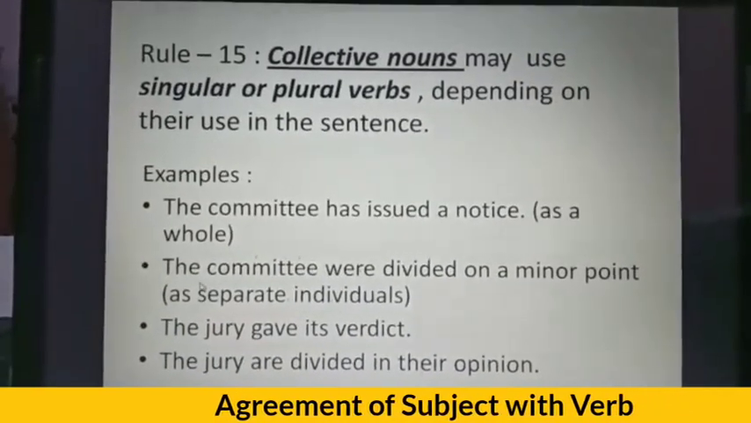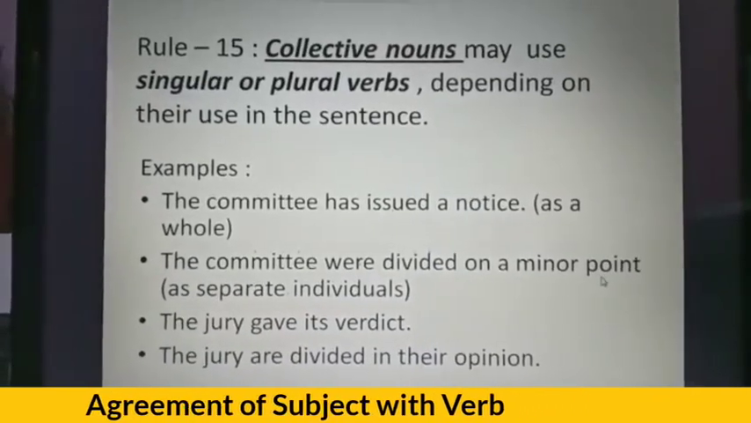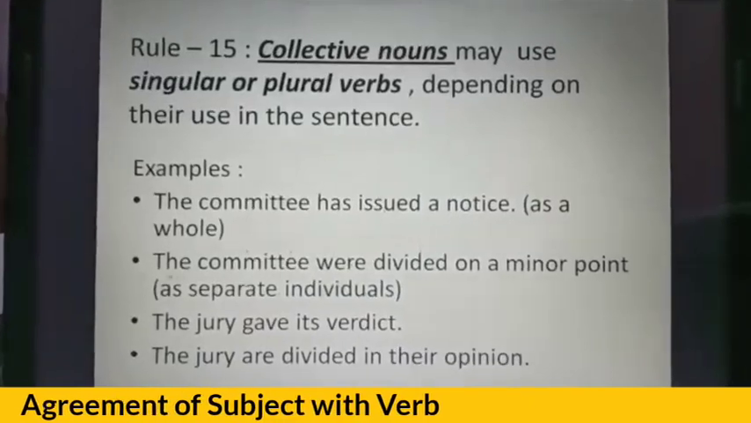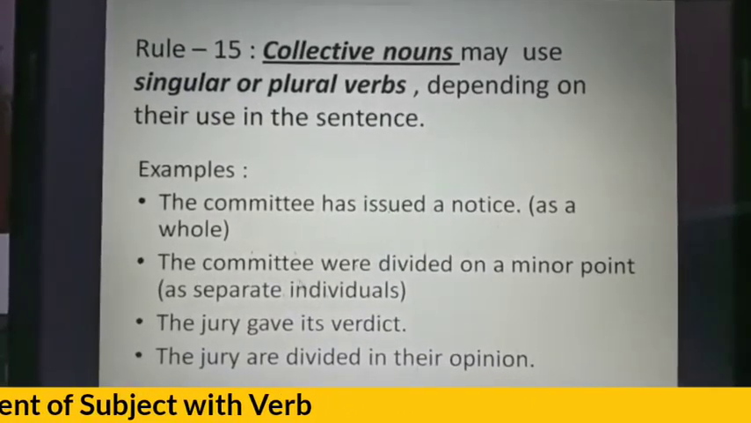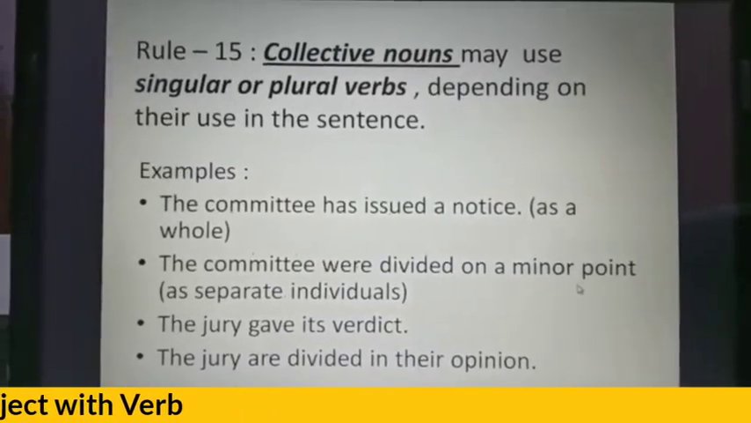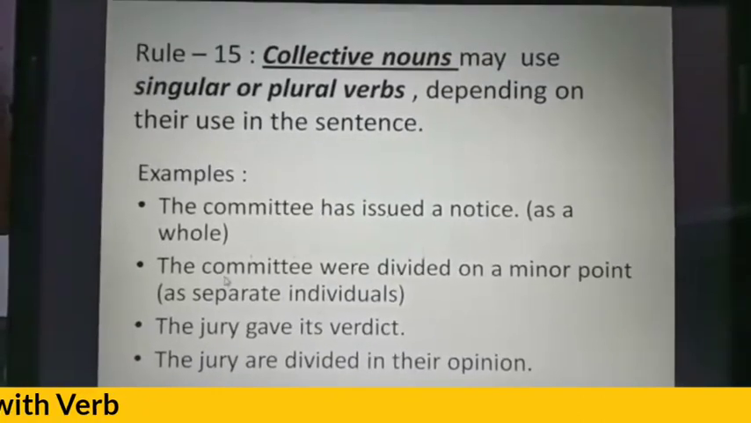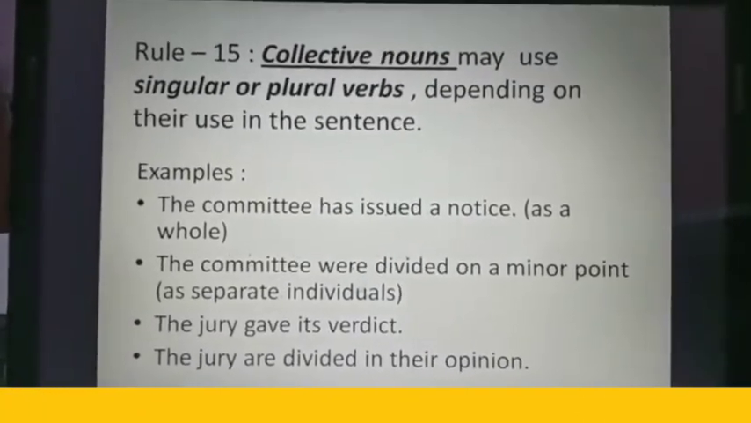In the next sentence, you see, the committee were divided on a minor point. So here this particular sentence is referring to the different members of the committee who were divided on a minor point. So in this sentence, the committee is agreeing with a plural verb.